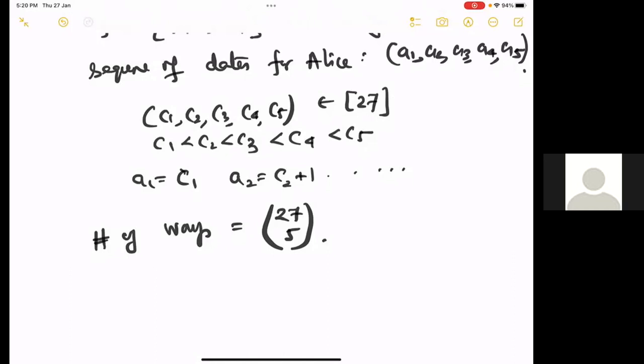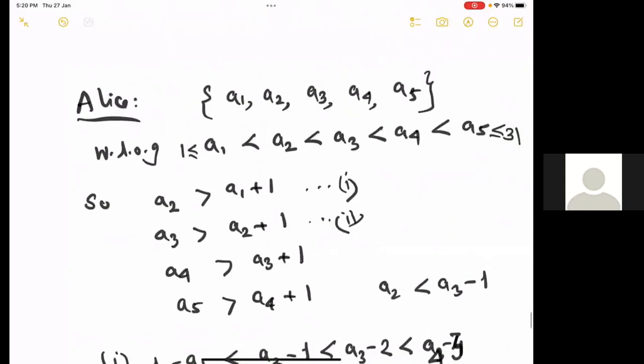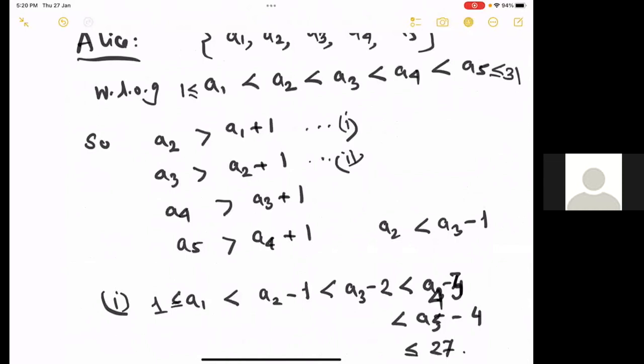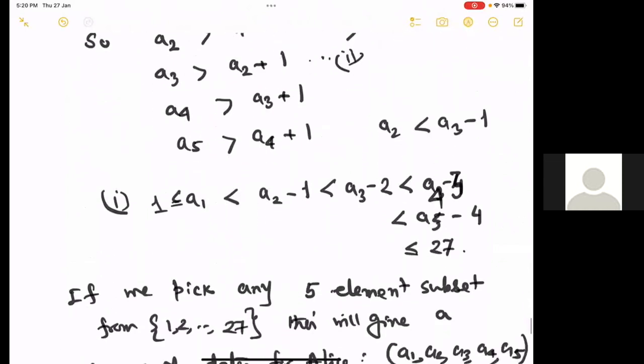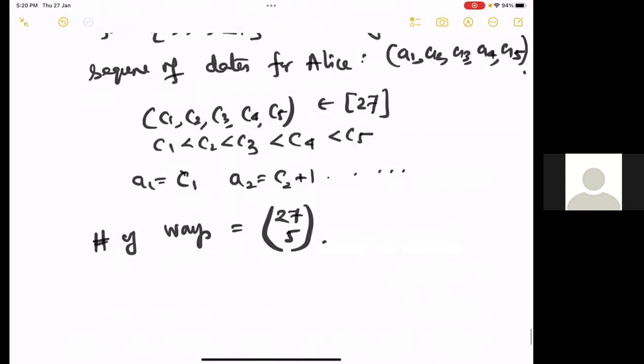Everybody followed this argument? Is there anybody who has some doubt? So you have written A1 is equal to 1. A1 is greater than or equal to 1, right? Did I write equal to 1? Yes, sir. You probably meant that, right? Oh, good.